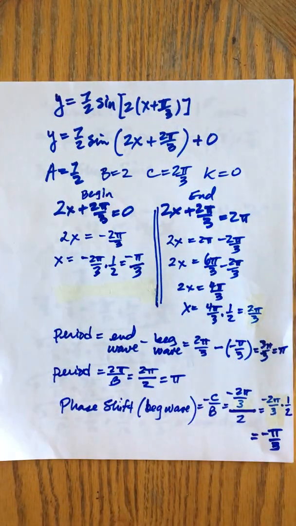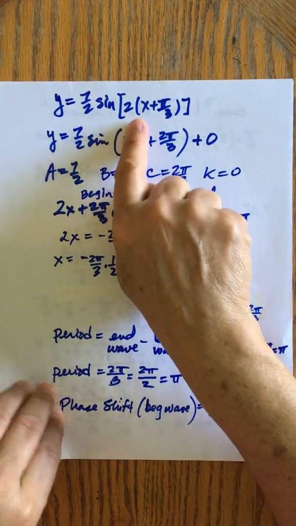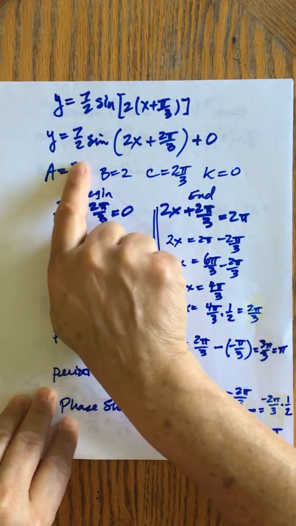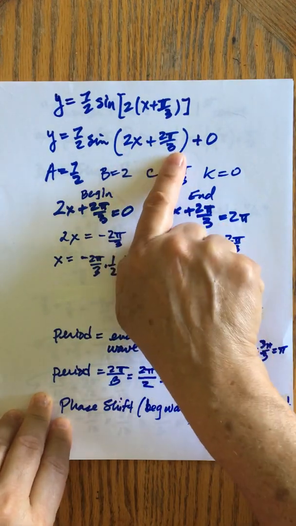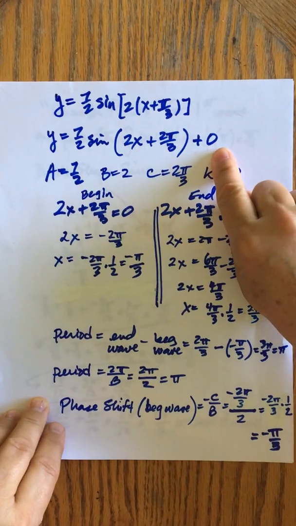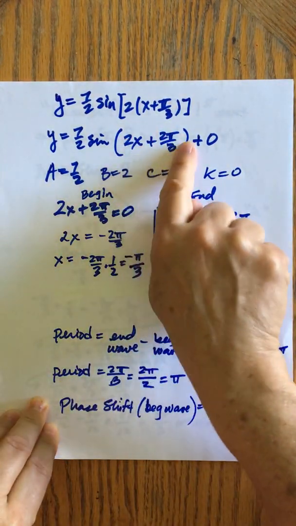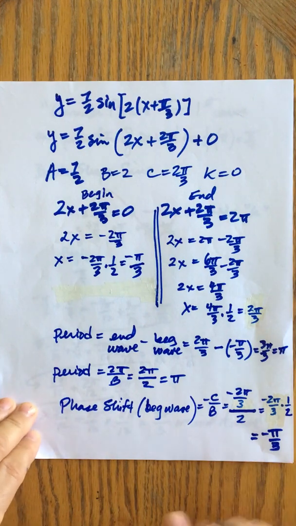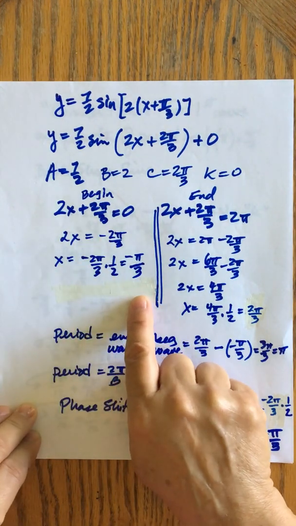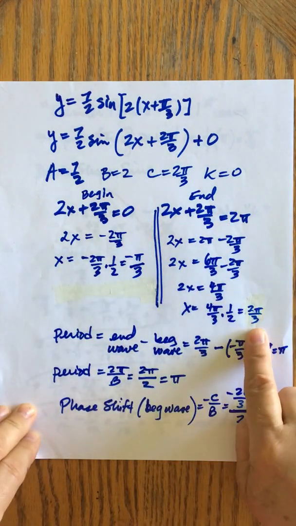They love math. All right, so you have here y equals 7/2 sine of 2 quantity x plus pi over 3. I went ahead and distributed the 2, so 2x and then 2 times pi over 3. Notice your k is 0, and so here are your coefficients. Now I went ahead and set what's in the argument equal to 0 and then equal to 2 pi to solve for the beginning and the end of the first wave I have to start with. So I did the algebra. My wave would begin at negative pi over 3 and end at 2 pi over 3.